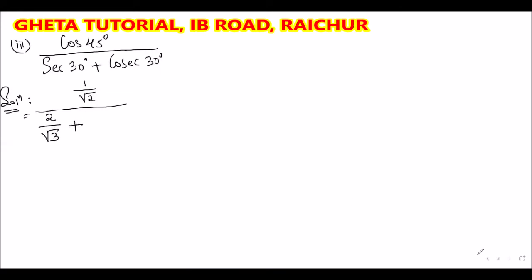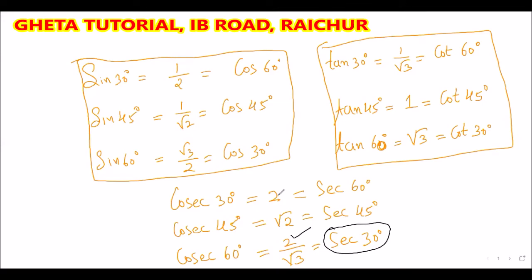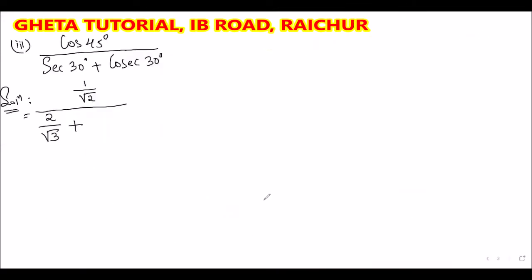Plus cosec 30. What is the value of cosec 30? 2 is the value. Now, this is the 1 by root 2. Here we have 1 divided by root 2, whole divided by. Now, what we have to do here, we should take the LCM.